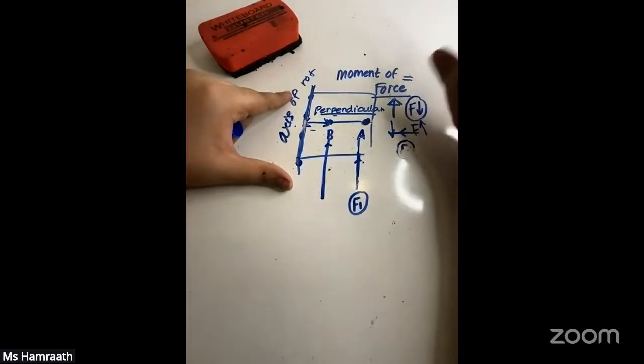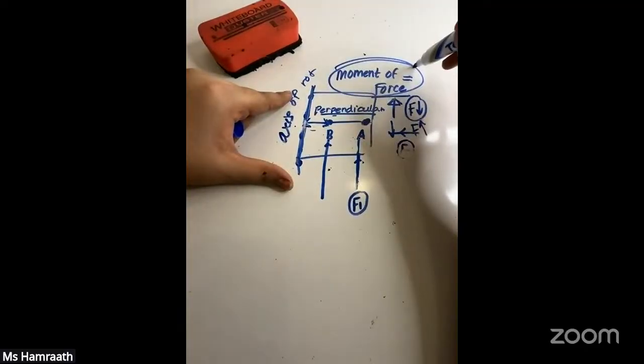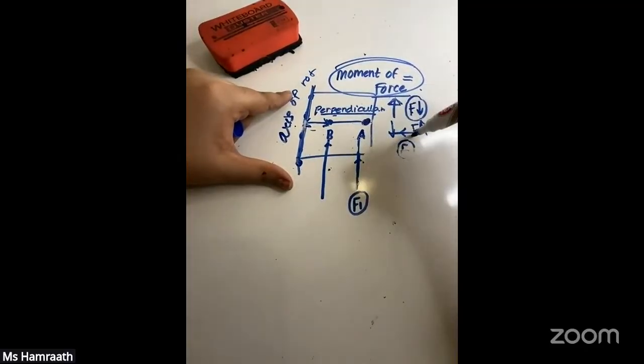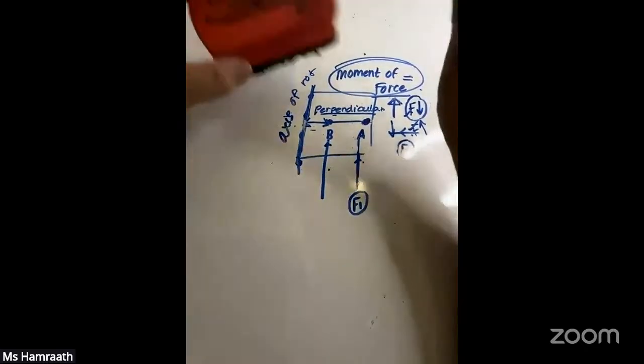By using that, you have to find the force. They will provide you the moment of force, and by using that you have to find the forces. I'll show you how it is, but did you understand why we have the knob at the edge?